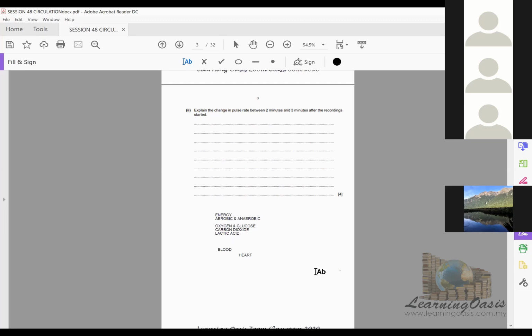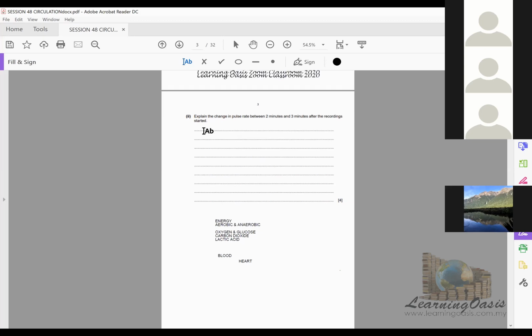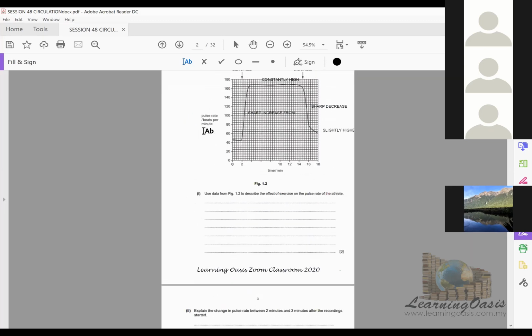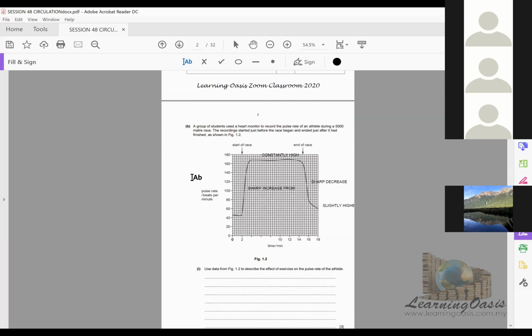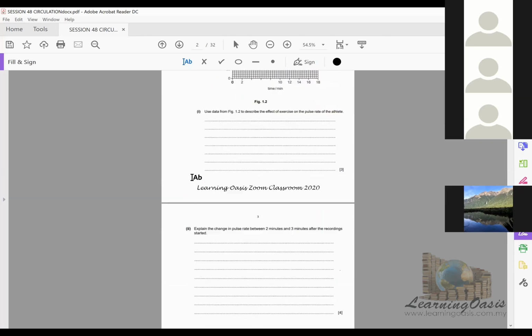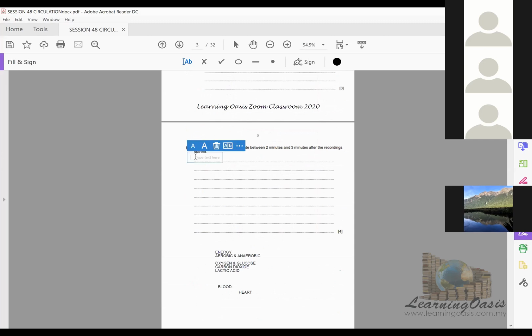Okay? Oh, wait, teacher. So how do you say this? During the race. Marathon, or what does it say here? Running race, or what does it say here? During the athlete's race. Racing. Okay. During the race.